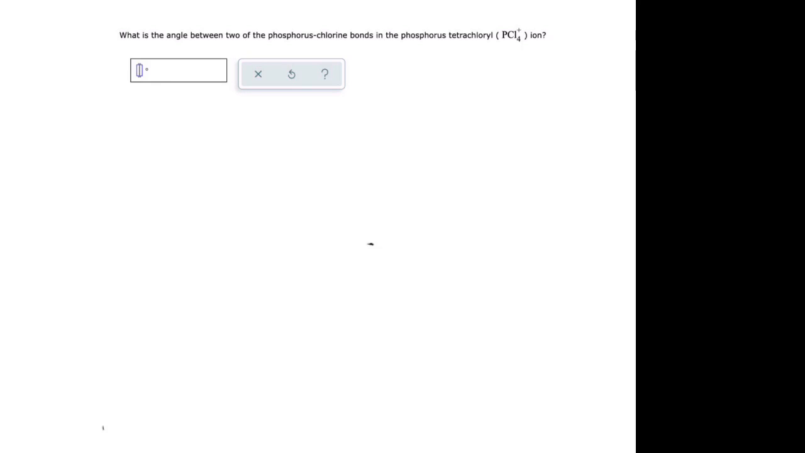The next problem on the page was actually another worksheet before, so I'm going to move on to page number 5. Okay, page number 5. The first question says, what is the angle between two of the phosphorus-chlorine bonds in a phosphorus tetrachloride ion? So PCl4+.